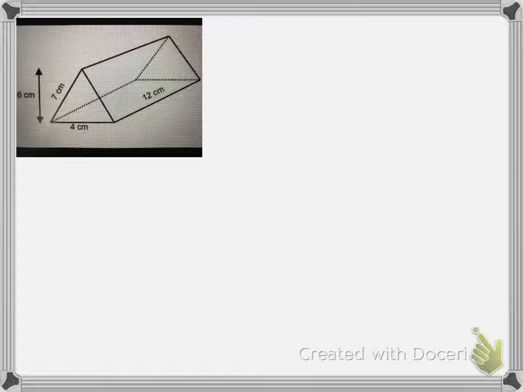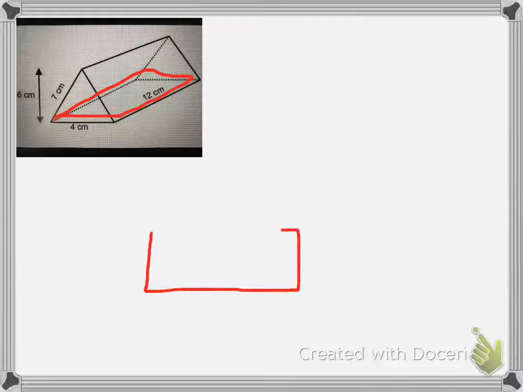So, first thing I want to do is draw a net of the triangular prism that you see on the screen. The first piece that I'm going to draw is this bottom rectangle. Let's go ahead and draw that here, and I'm going to label it as I go. We know that this bottom piece here is 12 centimeters, and this side piece here is 4 centimeters. Okay, so I have the bottom piece drawn.